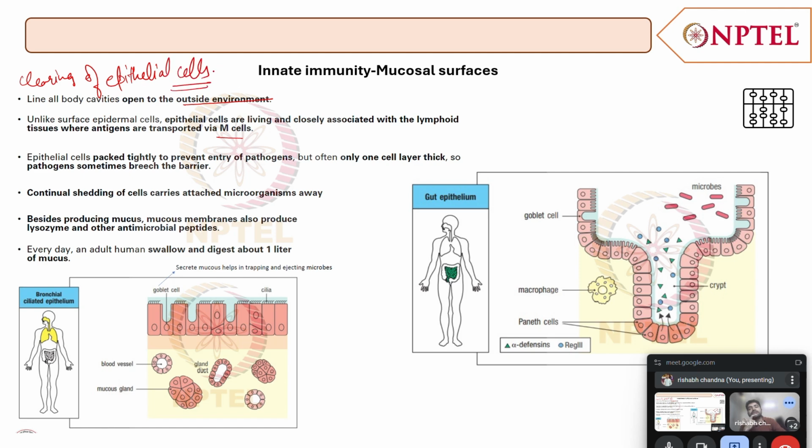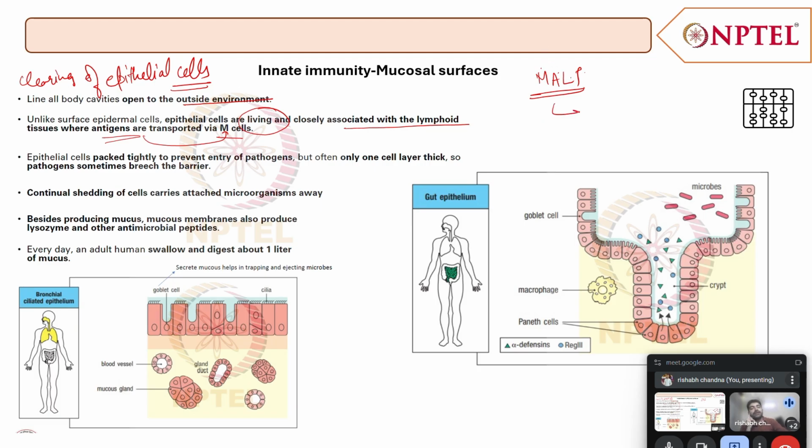Okay, so this clearing doesn't take place in the mucosal cells, mucosal surfaces. So here the epithelial cells are considered to be living and they are closely associated with the lymphoid tissues where it can trap the pathogen, and the antigens are trapped by the M cells. As you would have remembered, we have studied MALT. MALT stands for mucosal associated lymphoid tissue.